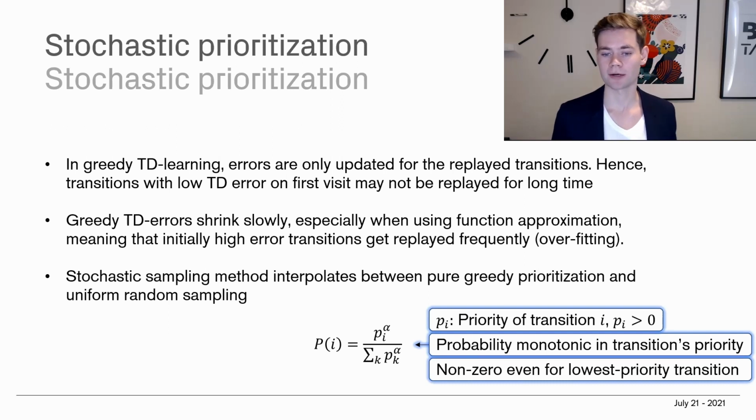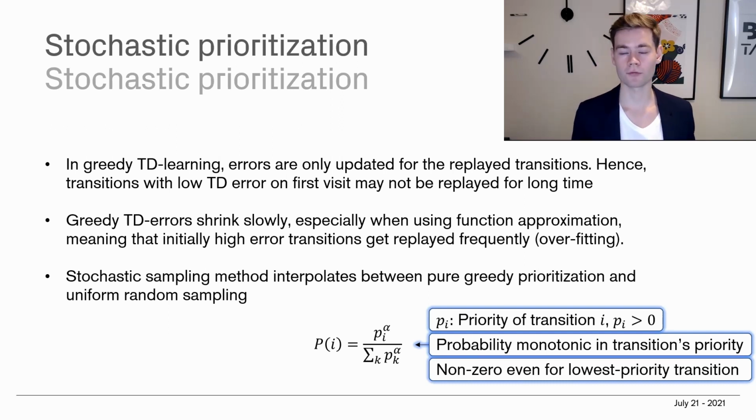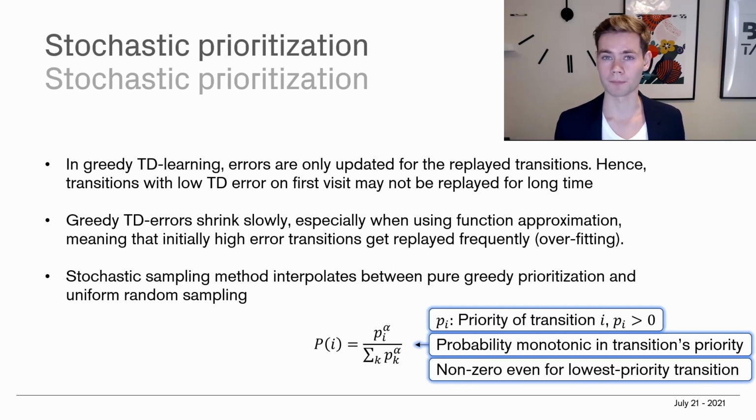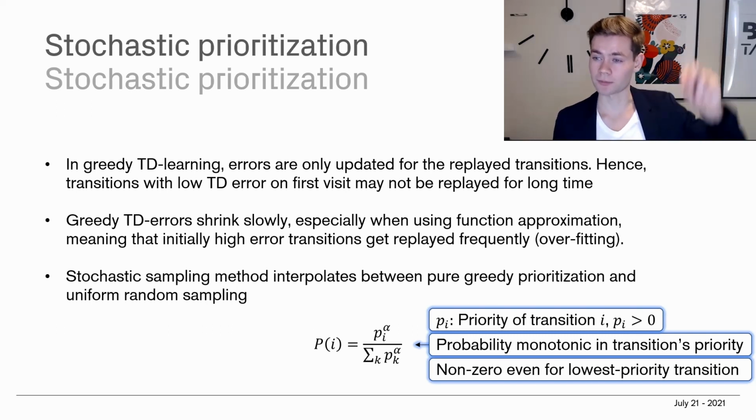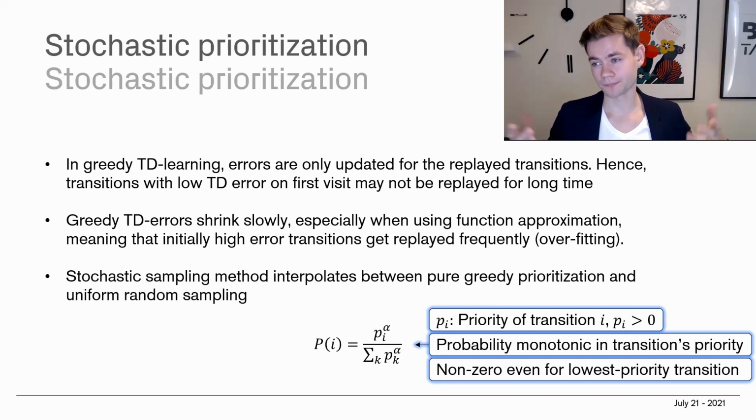Also, another problem is that greedy TD errors shrink slowly. This is especially the case if you use function approximators, because then you can't, let's say, update a bucket that's specific to that particular state and action. So the problem here becomes that if we have a TD error that's initially high, mainly due to, let's say, the function approximator that we're talking about, you're going to visit that state over and over again. And if it's hard to update the function approximator such that the error reduces, then you will have a massive concentration of visits to that particular state, which is going to cause your agent to overfit on that particular state-action pair, which is not good either.